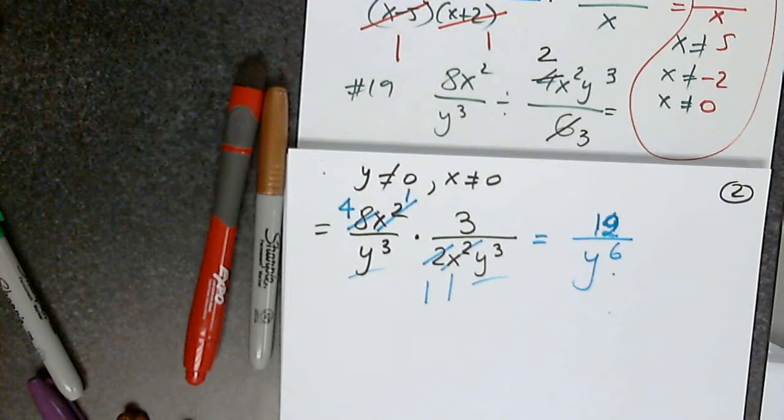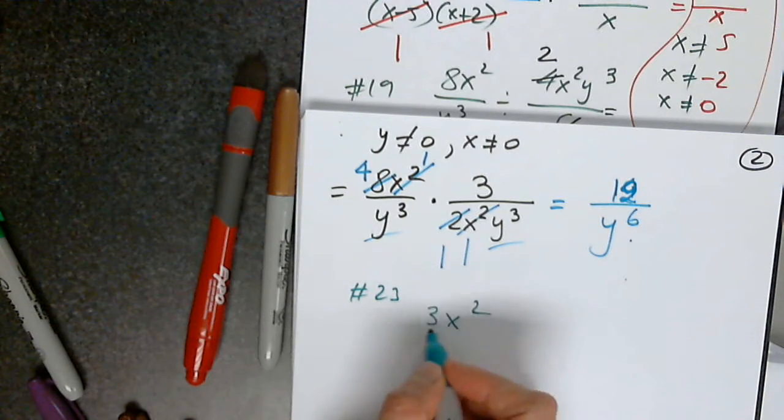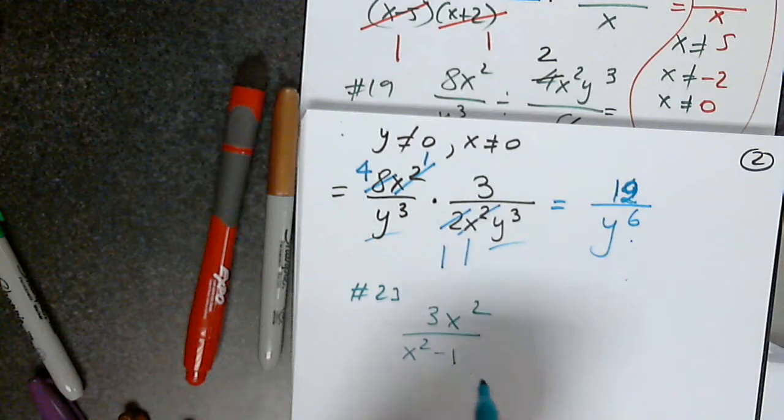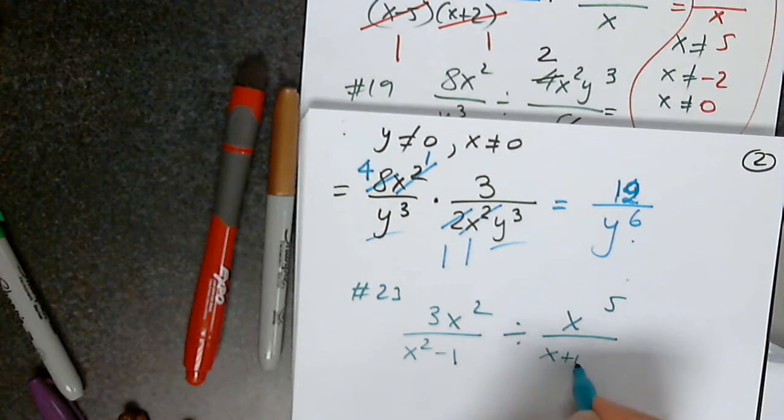Okay, anything else? 23. 23. Same page? Yes. Okay, so for 23, we have 3x squared over x squared minus 1 divided by x to the 5th over x plus 1 squared.